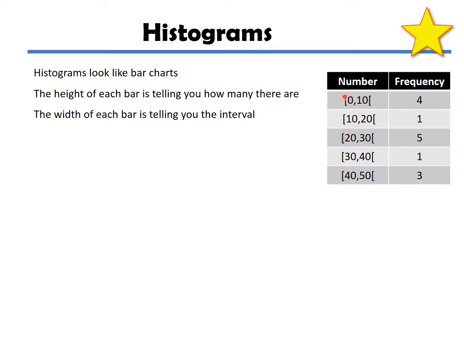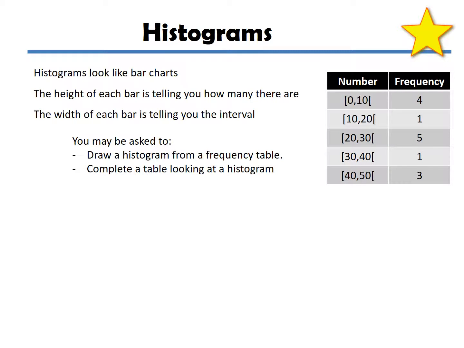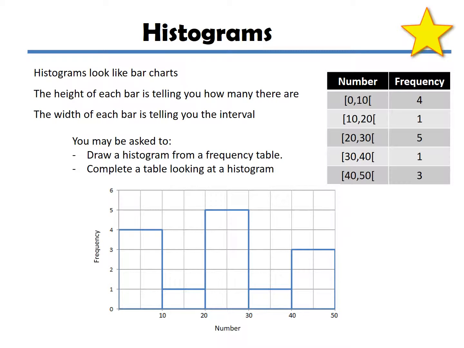So from 0 to 10, I've got 4. From 10 to 20, I got 1. From 20 to 30, I've got 5. From 30 to 40, I've got 1. From 40 to 50, I've got 3. Therefore, I can draw the histogram. This is what it will look like. It's common, well, not that common, but sometimes they ask you to draw a histogram from a frequency table, or they give you a histogram and they ask you to complete a table using the data that appears in the histogram.